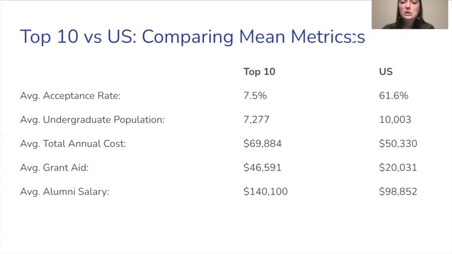And when comparing the institutions that made it to the top 10 of this dataset to the remaining 640, the average acceptance rate was significantly lower, 7.5% as compared to 61.6%. The average undergraduate population was lower by about 3,000 students. The average total annual cost was nearly $20,000 more. However, the average grant aid was also about $26,000 higher. And the average alum made about $40,000 more per year.